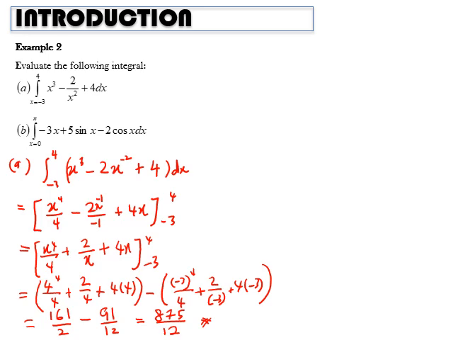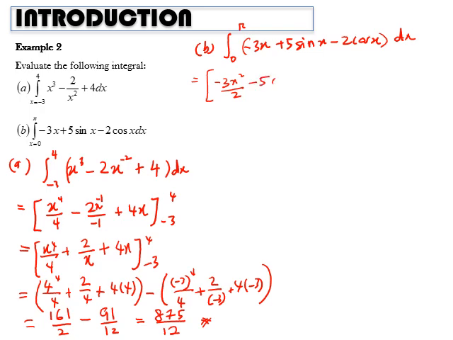Okay, now for B, the function is from 0 to pi, the limit, negative 3x plus 5 sin x minus 2 cos x dx. So now we can just straight away integrate this. So negative 3x will get negative 3x squared over 2. Sin x will get negative cos x. Cos x will get sin x.